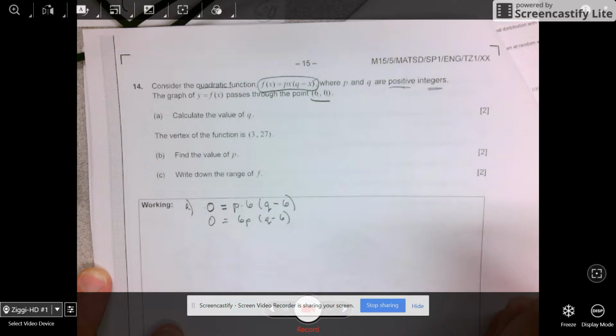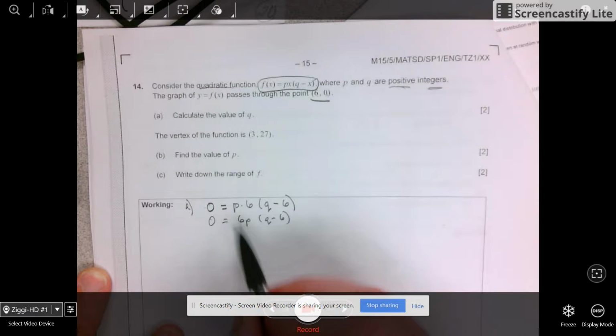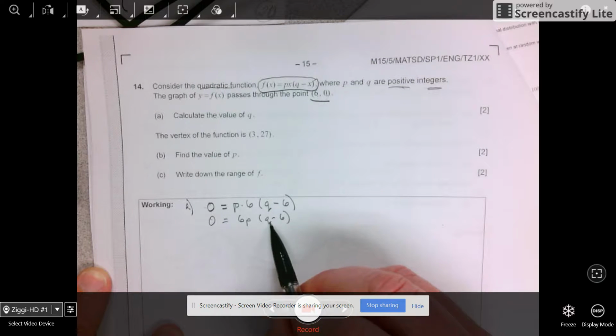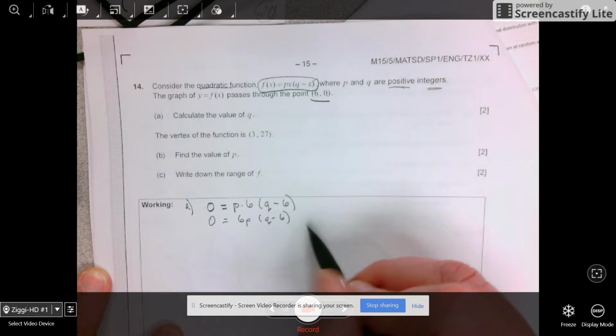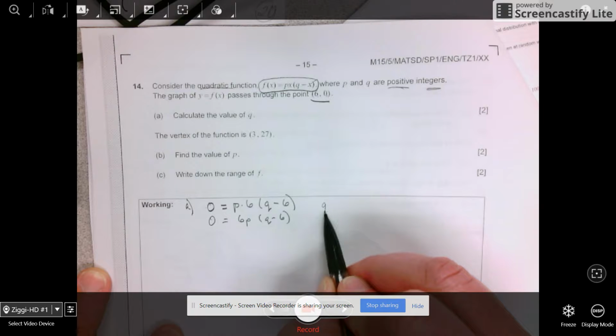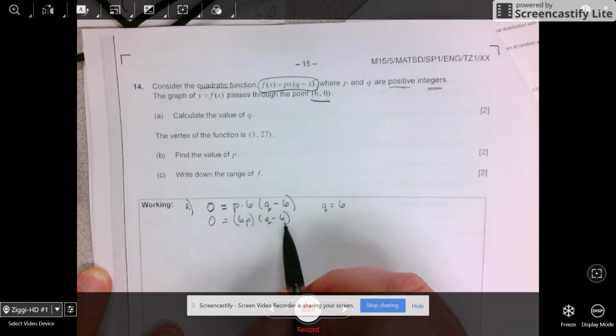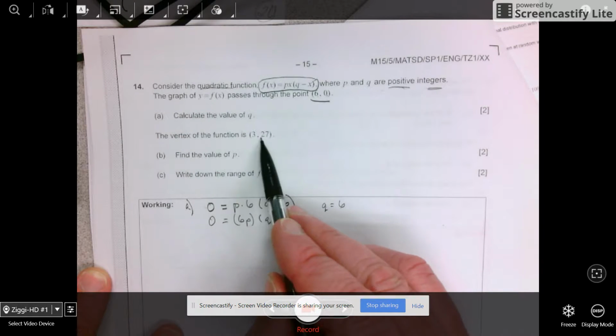It says calculate the value of q. Well, to make this equation true, q would be 6. And you can distribute this if you want, but it's already in nice factored form. Basically, it's a different way to factor it. So q is 6. It says the vertex of the function is (3, 27).